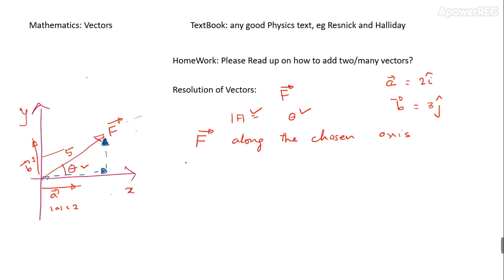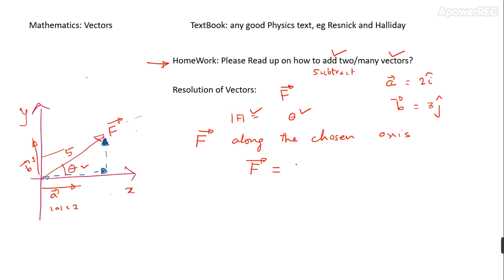So before that you need to do this. I will not be able to give you a very detailed lecture on every topic. Do read up on how you add two vectors, and in the same way how you subtract two vectors. If you read this up you will readily agree to the result, a very important result that I'm writing down here.